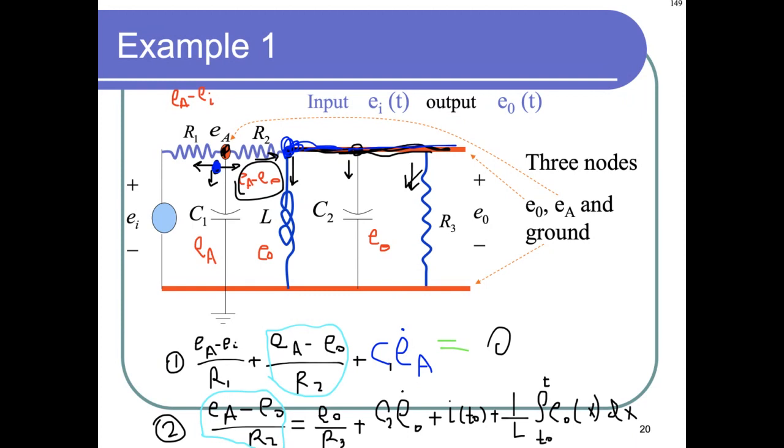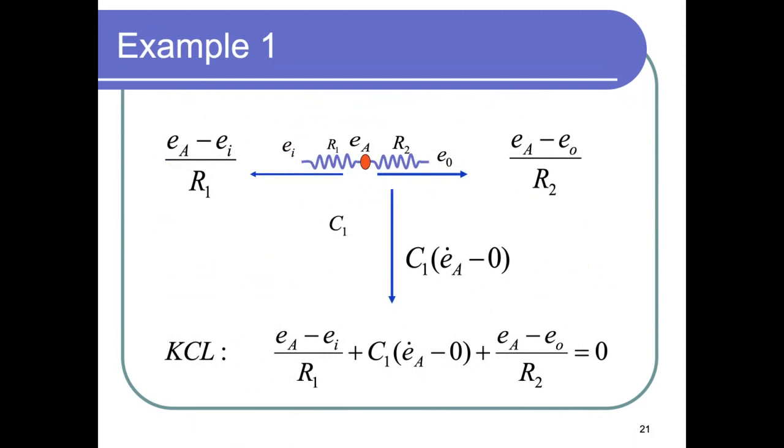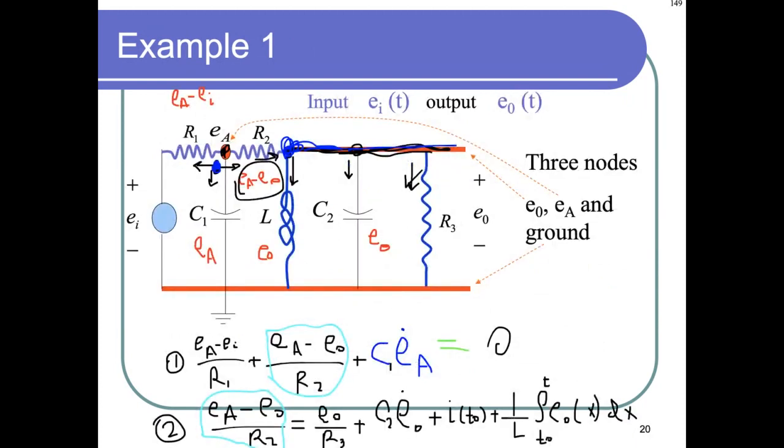We can verify, go back. The current through the inductor is equal to the initial current plus 1 over L, the voltage across it. So this is actually correct. All right. Okay. Now, you did not get the second equation. Okay, good. So we have a question.